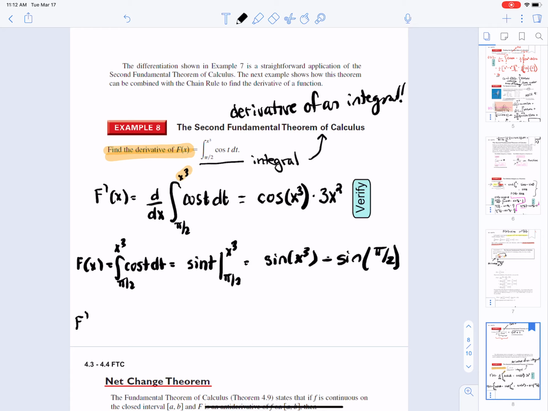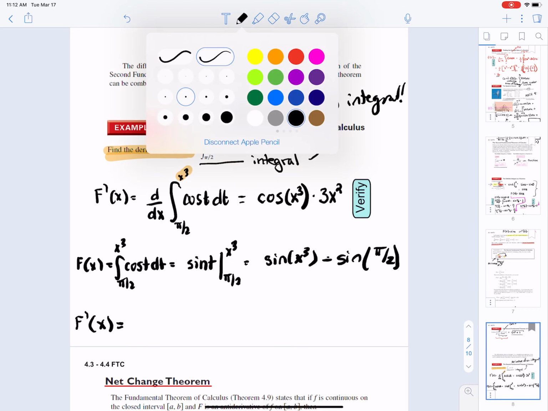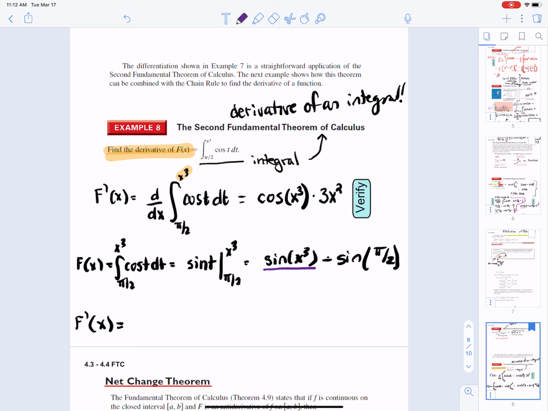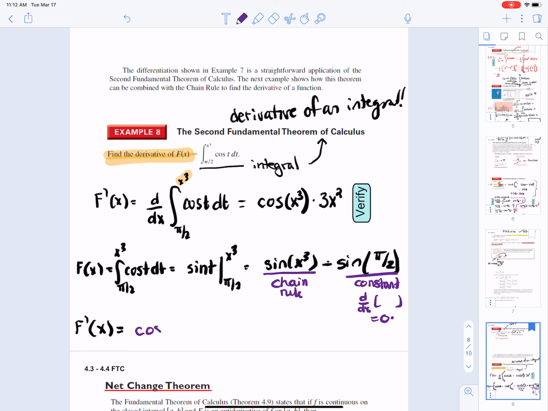Now, if I want to do the derivative of this function, when I see this part of my function, there's chain rule when I take the derivative. And because this part is a constant, the derivative will just go to 0. So my derivative is, what's the derivative of sine of something? Cos of something times the derivative of the something, which is 3x squared, minus 0, and you get the same answer that we just got above here.